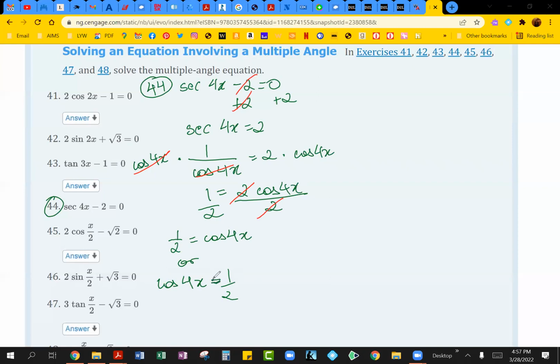All righty, so now we are looking for where the cosine function is going to equal 1/2. So for what value of 4x is your cosine function going to equal 1/2? So go look at the unit circle and tell me, where do you think your cosine function is going to be 1/2? What angles?